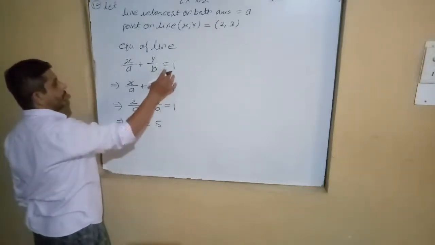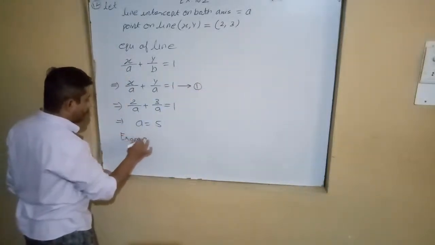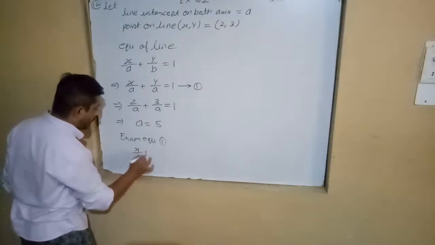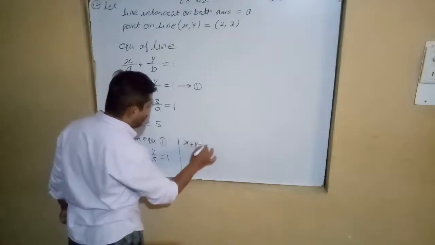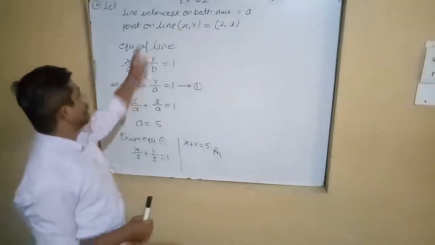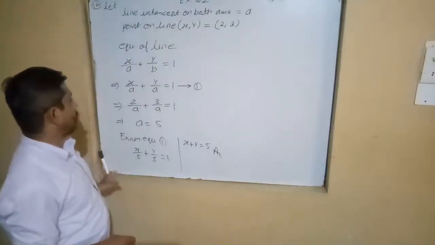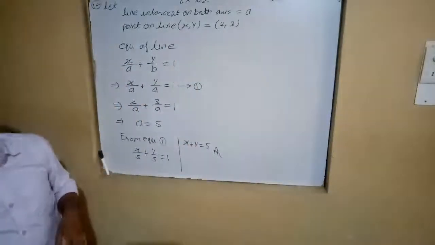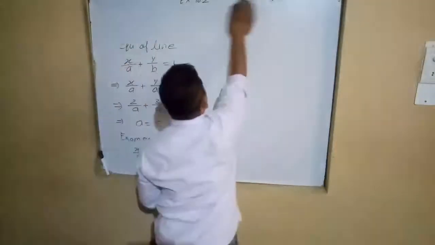Now put the value a is equal to 5 in equation number 1. So from equation 1, x upon 5 plus y upon 5 is equal to 1, or we can write x plus y is equal to 5. This is the required equation of line which cuts the same equal intercept on the x and y axis and passes through the point 2, 3. So I hope you understood how to solve such type of question. Now we will do the next question.